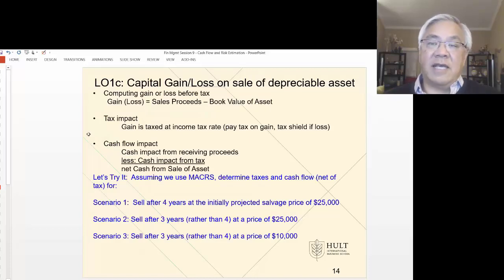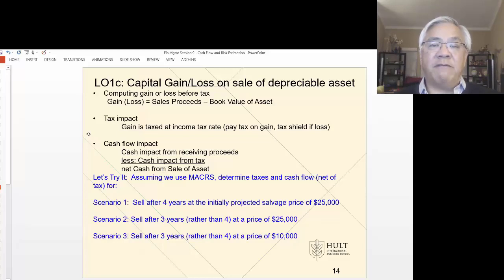Next is gain or loss on a sale of a depreciable asset. So let's use the same asset that we've been using, which is the $240,000 original cost. What we have to do is first say, what is the sales proceeds? If we sold it, we got some money for it. And at this point, it doesn't matter if you got $1, $1,000, or $1 million. It's just what are your sales proceeds?